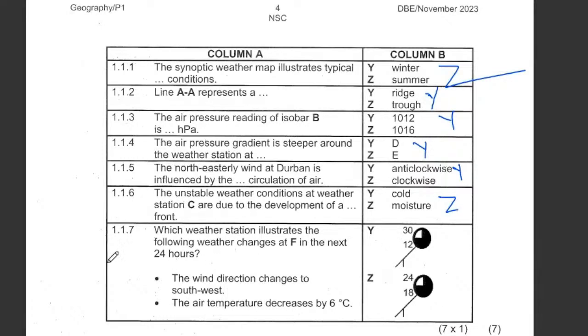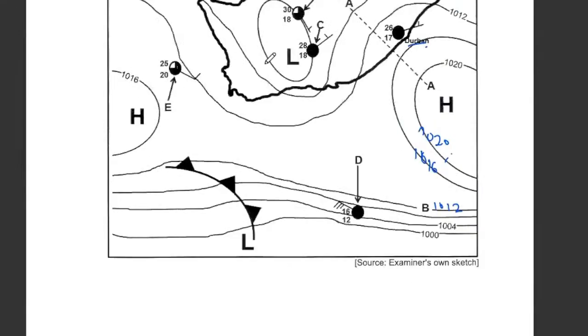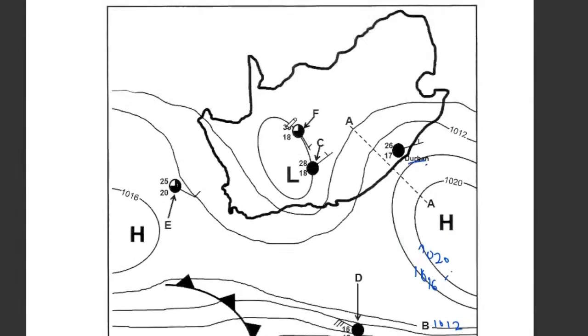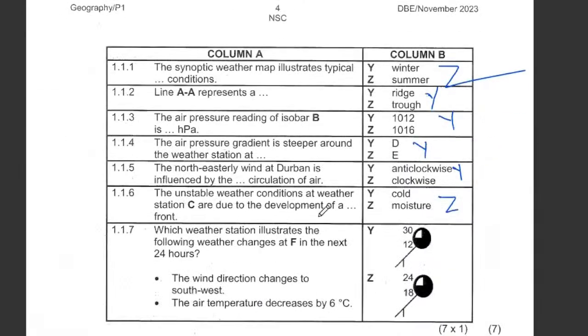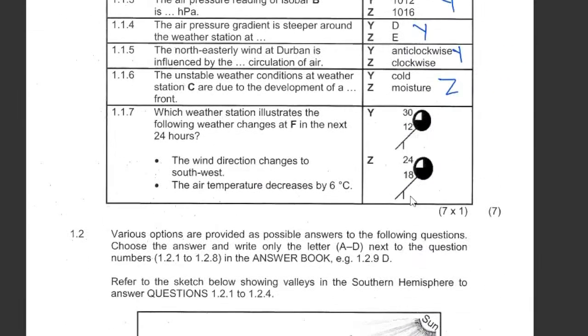Which of these station models illustrates the following weather changes at F in the next 24 hours? When you look at F in the next 24 hours, that means the air pressure, which is basically on top. If we consider the conditions, the direction of wind changes to southwesterly, and the air temperature decreases by 4. That's Z.